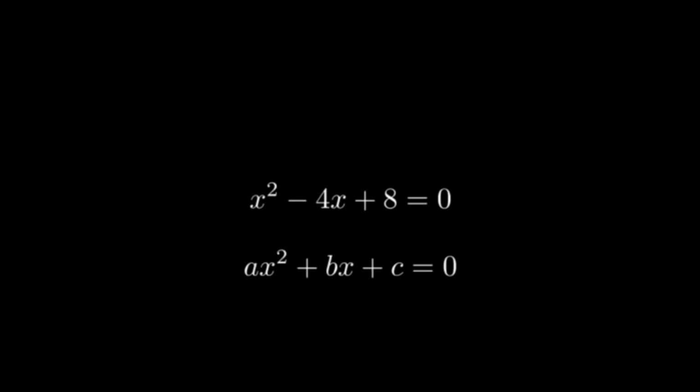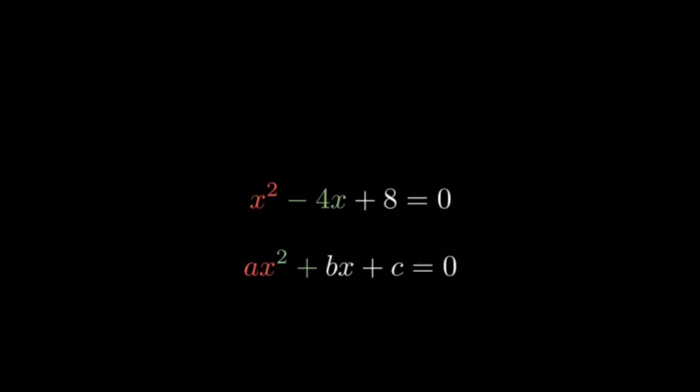First, let's recall the standard form of a quadratic equation, ax squared plus bx plus c equals 0, where a, b, and c are constants. By comparing our specific equation to the standard form, we can identify each coefficient, which will be crucial for applying the quadratic formula later. In our equation, the coefficient of x squared is 1, because the term is simply written as x squared with no number in front. When no coefficient is written, it's understood to be 1.